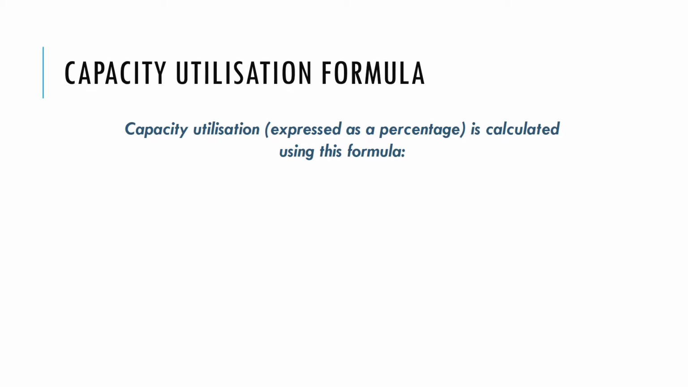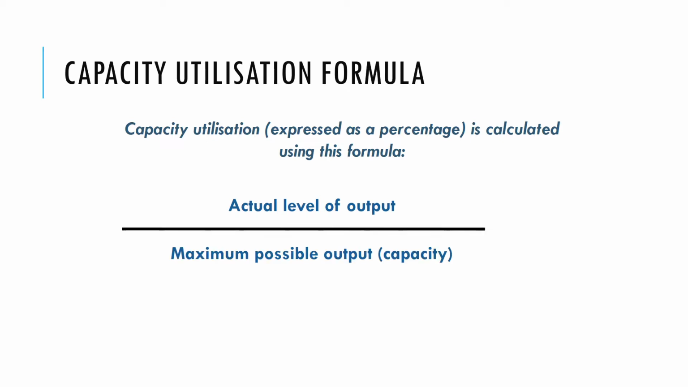Again, there is a formula that we need to learn to be able to calculate capacity utilisation. And we calculate it by saying, well, how much is actually being produced? What is the actual level of output? And we divide by how many could possibly be being produced, or the capacity, and we times 100. And the answer, that's right folks, it's a percentage.